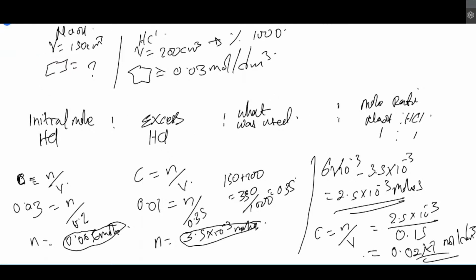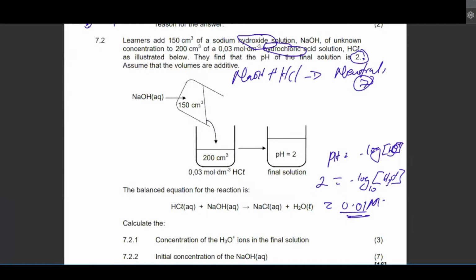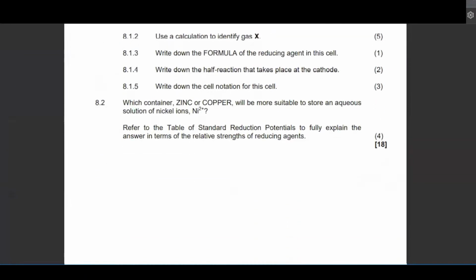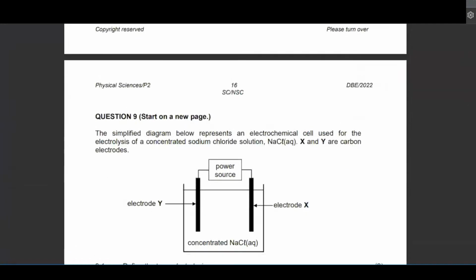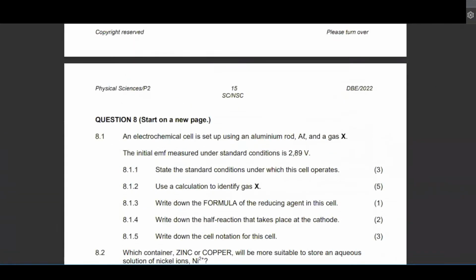So that is the answer, how you are supposed to get it. I hope you have understood this concept. And then it marks the beginning of the last question. So we're going to discuss the last question.